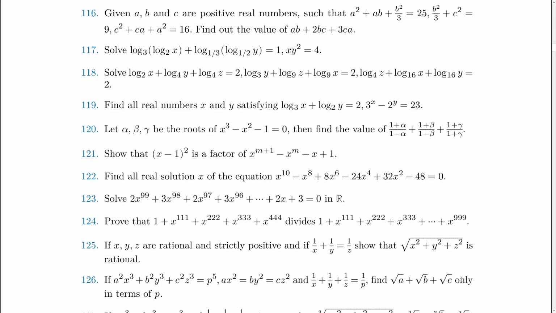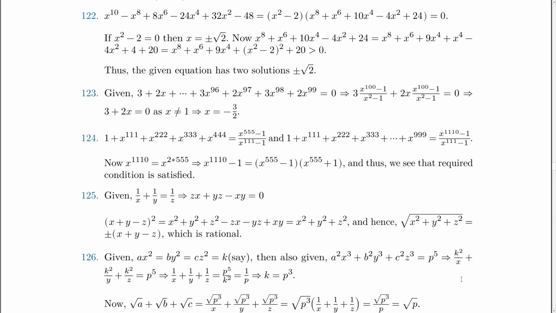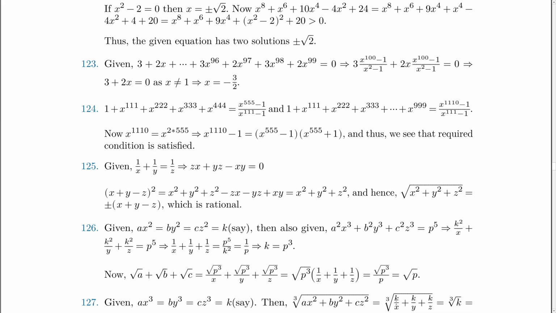That is, we have to eliminate x, y, and z. So we are given 3 equations and we have 3 unknowns, so it is definitely possible. So it is given that ax square plus by square plus cz square is equal to k, and we are given that a square x cube plus b square y cube plus c square z cube is equal to p to the power 5.